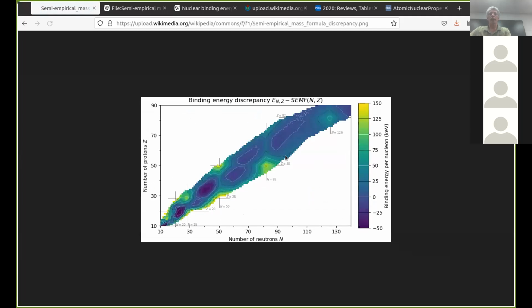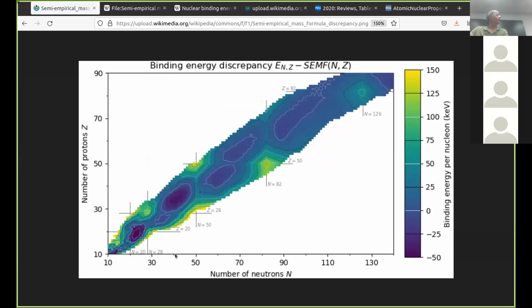So how good is the semi-empirical mass formula? Here again, the plot with number of neutrons and number of protons. And what's shown here is the difference between the observed binding energy measured and what the simple semi-empirical mass formula predicts. And so a zero means we are spot on. A negative number means a discrepancy one way, and a positive number means a discrepancy the other way.